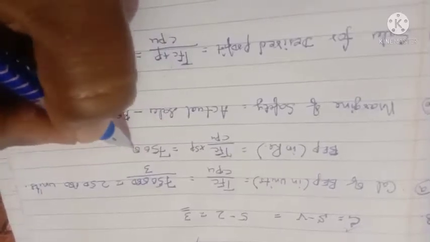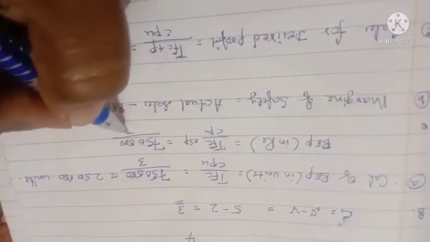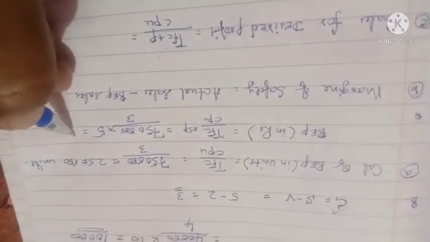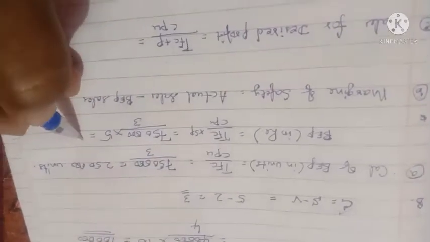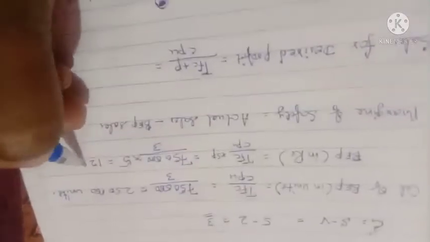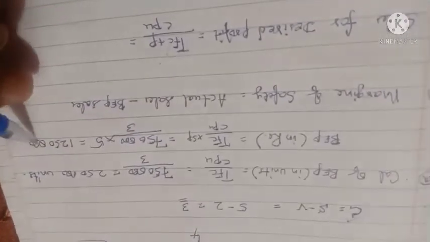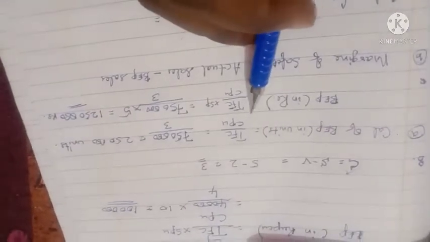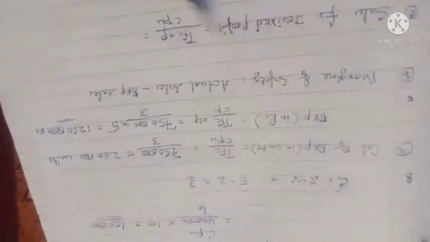Break-even in rupees: 7,50,000 divided by 3 into selling price 5, so you will get 12,50,000 rupees. So now we have calculated break-even in units as well as break-even in rupees.